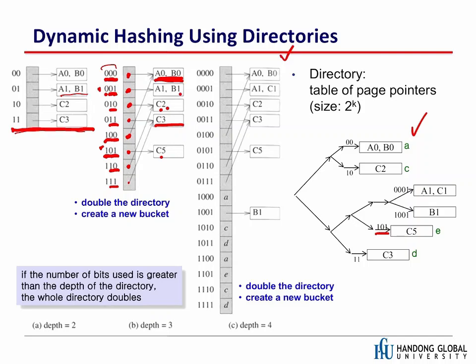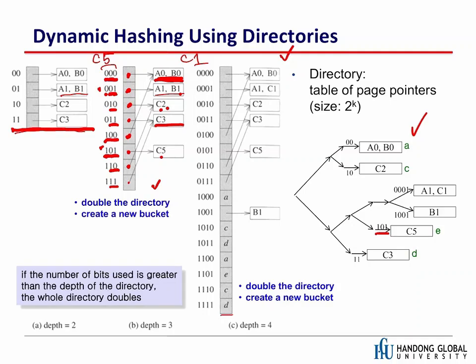Okay, so now let's try one more time. From this directory, now we insert C1. So C5 and C1. Now C1 goes to this bucket because it has the same pattern, 0, 0, 1. Now we have an overflow problem. Then what should we do? Whenever we have an overflow problem, then we double the directory. So this is our directory.